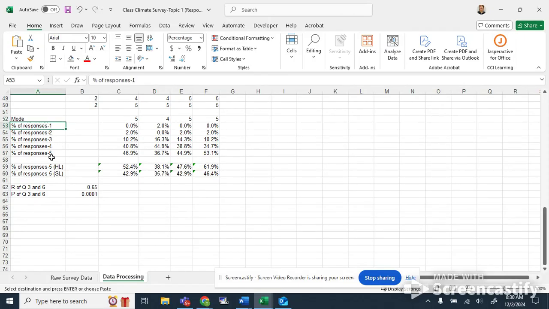Beyond that, you can look at things by subgroup, especially the demographics you mentioned, which are good things to do. For example, let's see if there's a difference in the mode between men and women, or the number of responses that are a 3 between men and women, or between 16 and 17-year-olds.